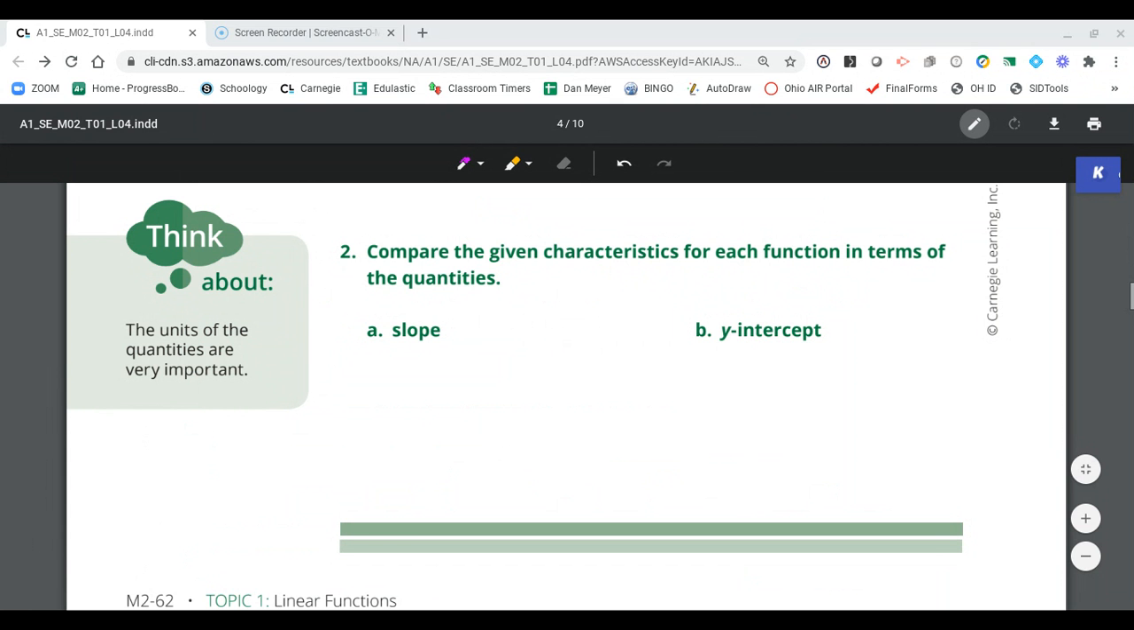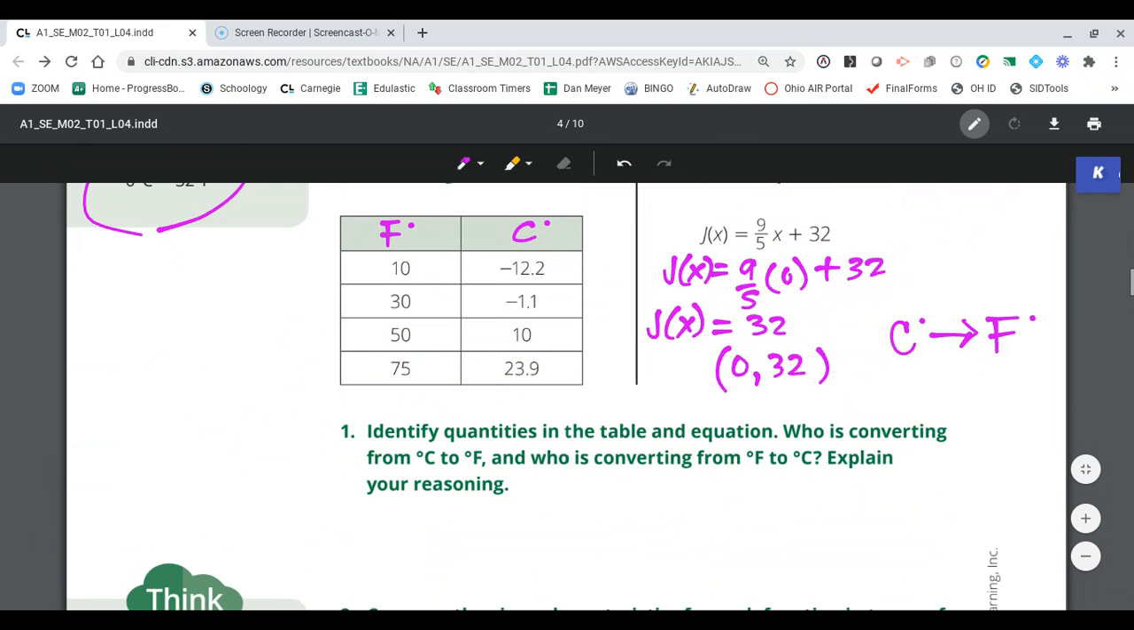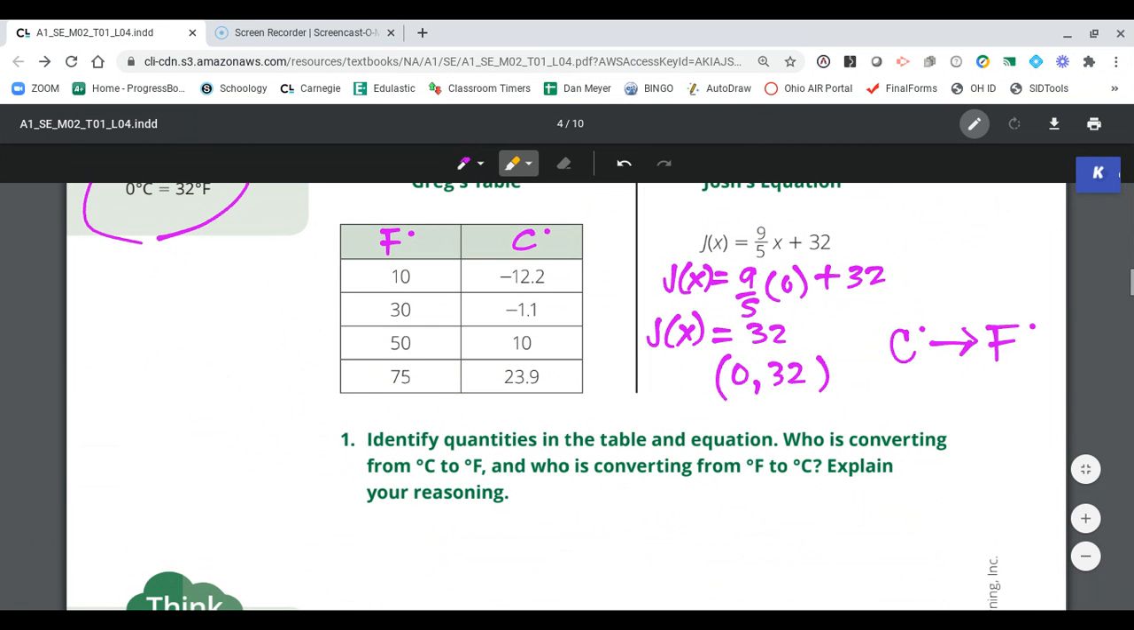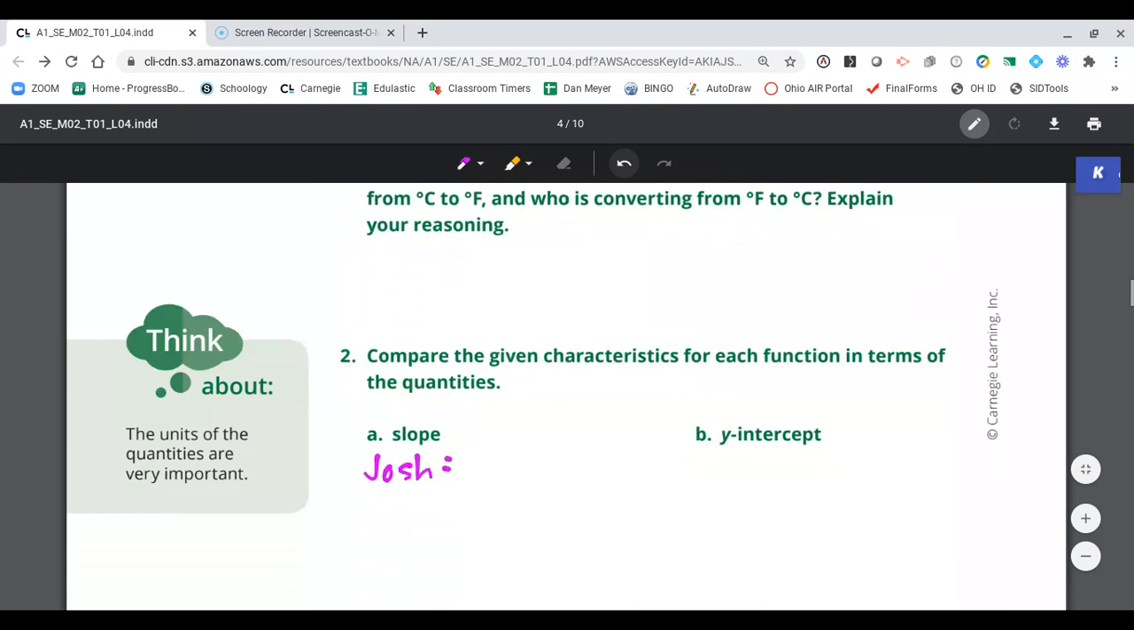Okay, question 2 is saying compare the given characteristics for each function in terms of the quantities. So this one's a little harder. So Josh, if we want to look at slope, well, his is the equation. If you scroll back up, that one's pretty easy. It's in the M spot here. So it looks like the slope for Josh's equation would be 9/5.